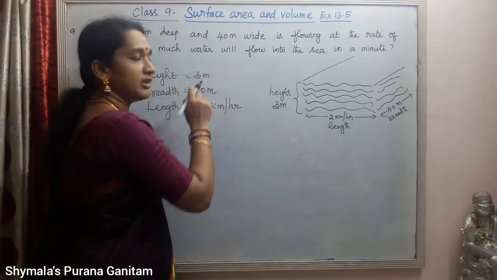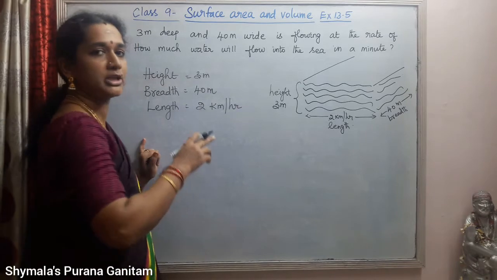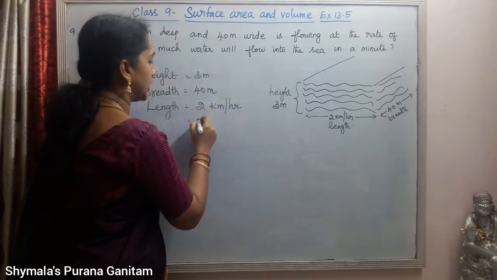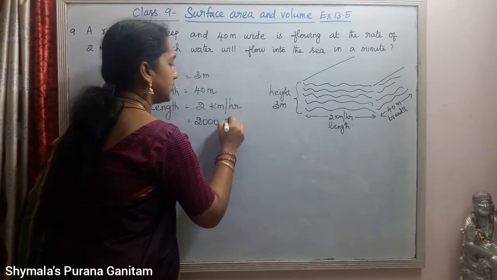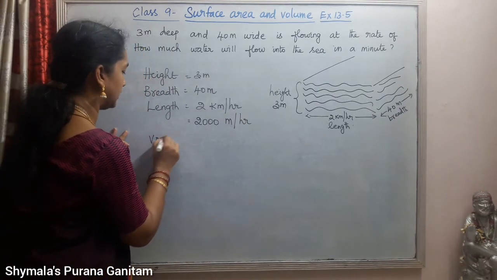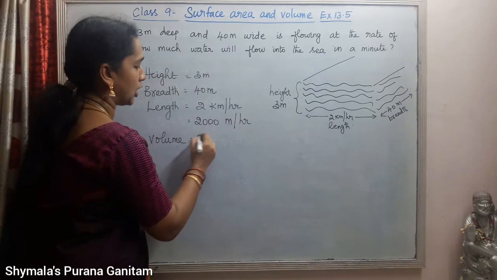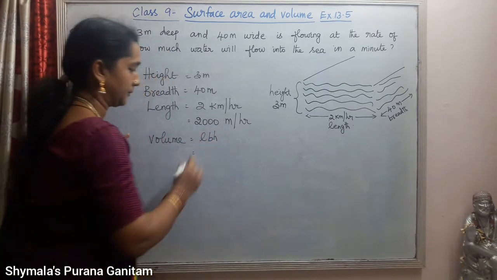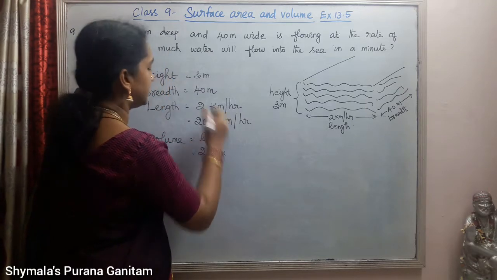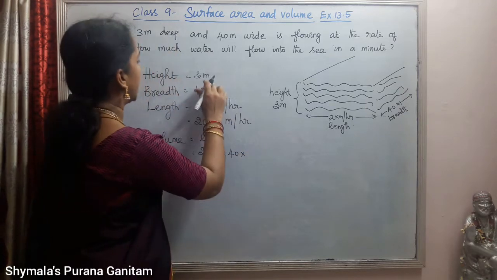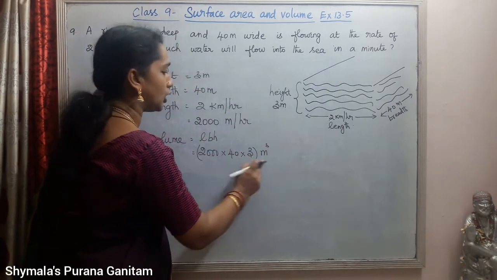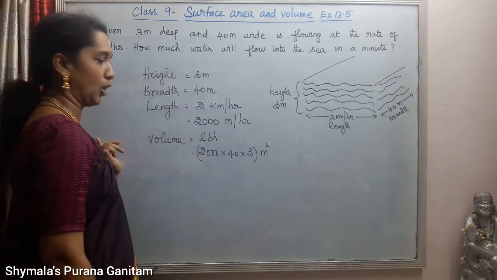These two measurements are given in meter, so we will convert this kilometer also to meter. So 1 kilometer is equal to 1000 meters. So 2 kilometer is equal to 2000 meter per hour. Okay, now we will substitute all these in the volume formula, that is LBH. So length is 2000 into breadth 40 into height 3 meter. Since it is volume, we will get meter cube.